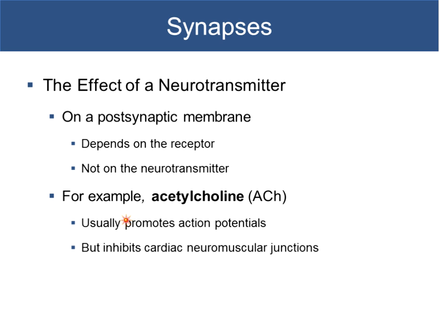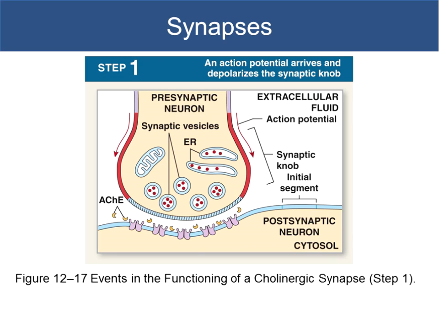So depending on what that postsynaptic cell is, acetylcholine can be excitatory, causing action potentials, or inhibitory, as in the case of the cardiac neuromuscular junction. It's not acetylcholine that's changing, it's just the messenger. How the postsynaptic cell receives that message depends on what kind of receptors are found on the surface of the cell.